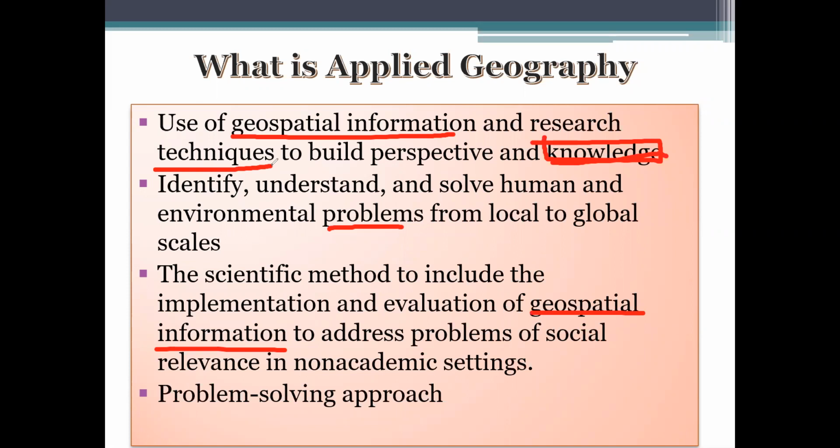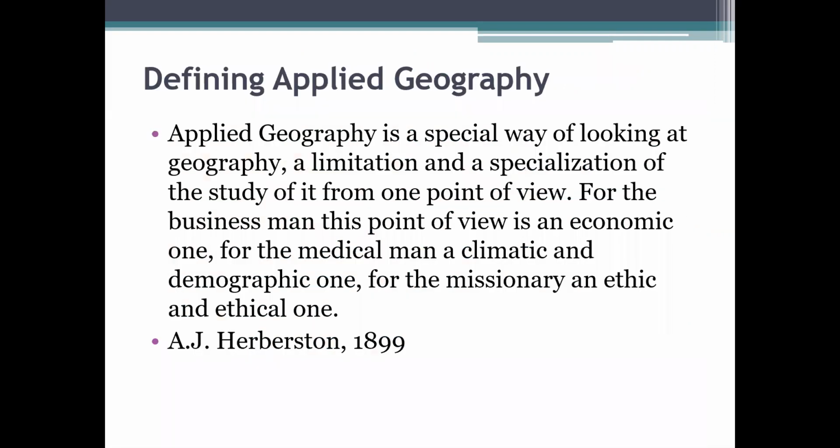Why? Without techniques, we can't identify the problem. We can't understand the problem. We can't find the solutions. Therefore, we use different techniques: mapping techniques, statistical techniques, field techniques, and so on, and modern techniques like GIS and remote sensing. So, those are the things we should consider in applied geography.